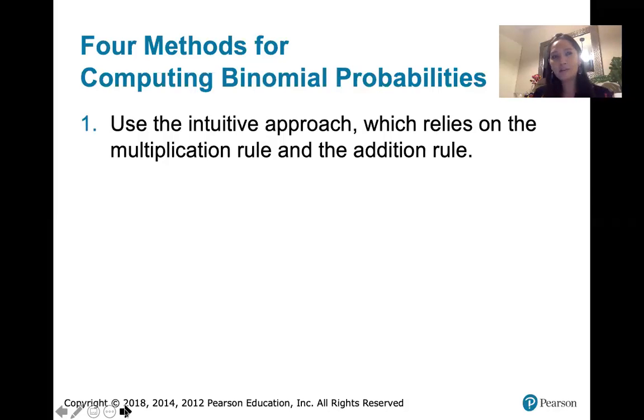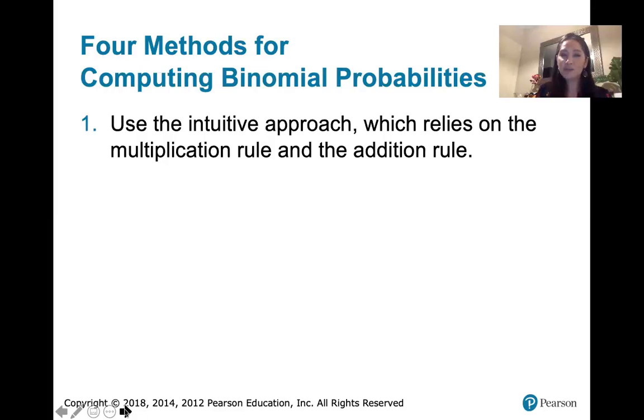Now, among the methods listed on this slide, this is the least efficient approach, and most students aren't going to use it. But studying the intuitive approach is important because it helps you understand why the formula that we're going to talk about in our second method is true and useful and where it comes from. And it also helps us to understand the values that we see in a table of binomial probabilities or the values that we see in the output from technology.